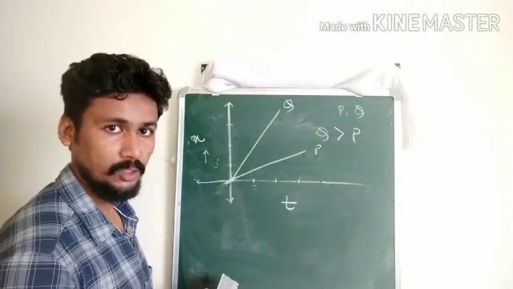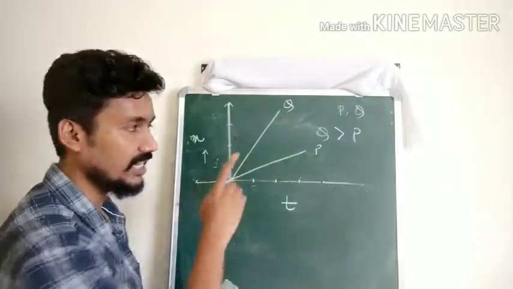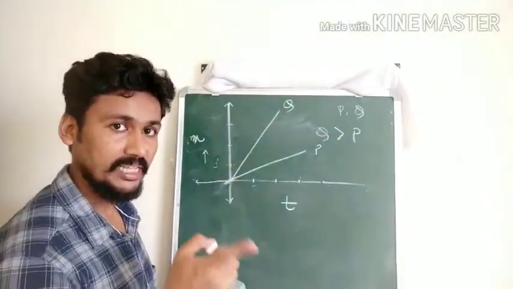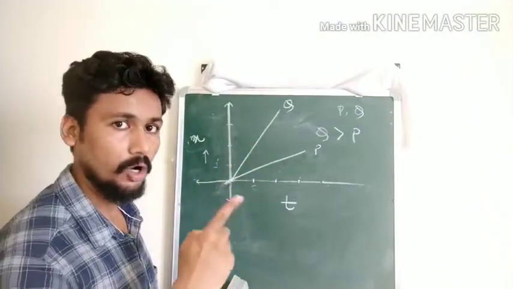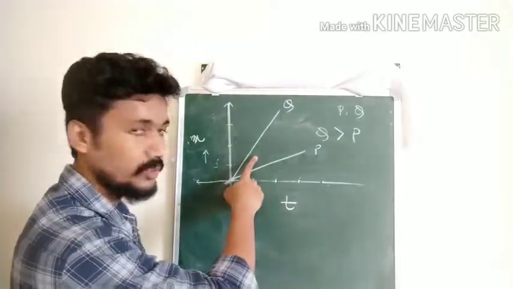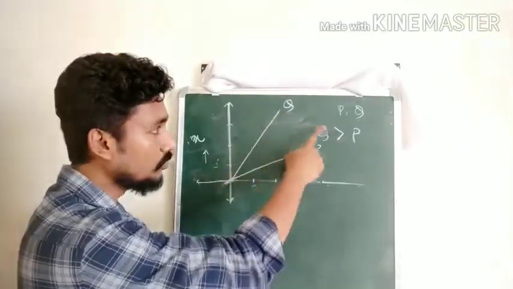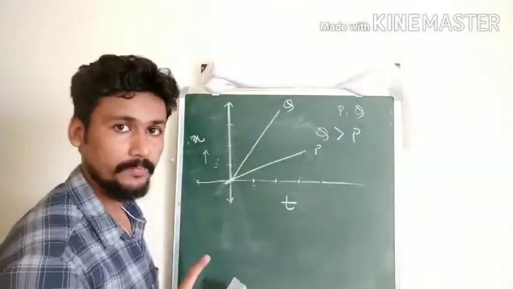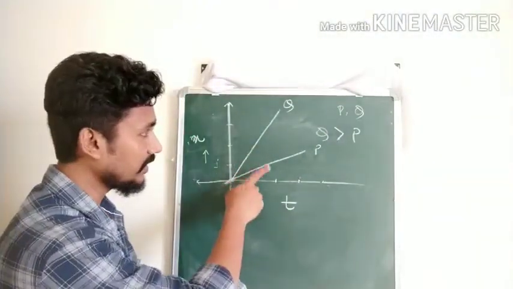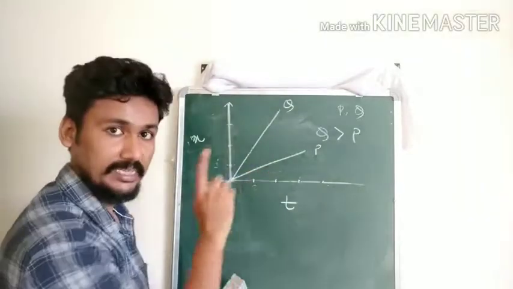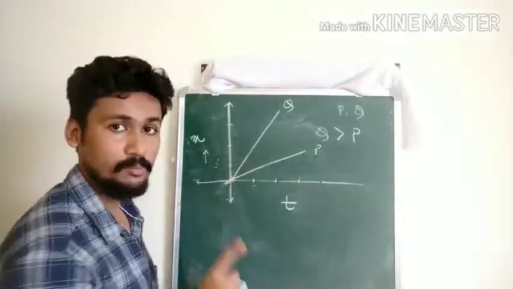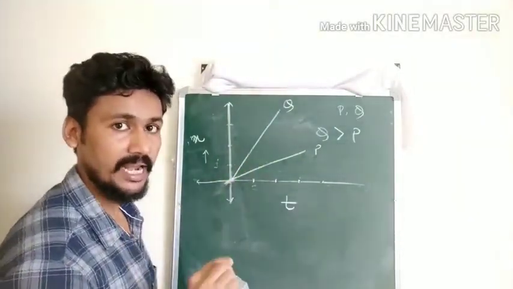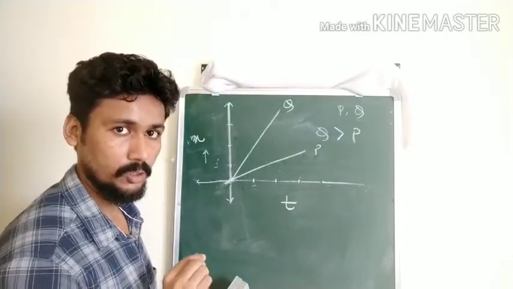Making sense? Just by observing the graph, you should be able to tell whether one object is moving faster or slower. So in this graph, you see that Q is moving faster than P because it has more slope. The second thing you can see from this straight line graph is that both of them are moving at a constant speed. They have uniform motion.